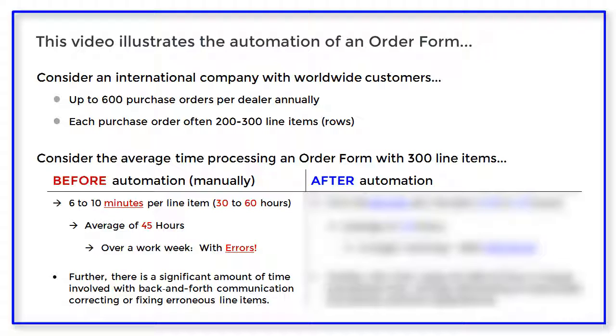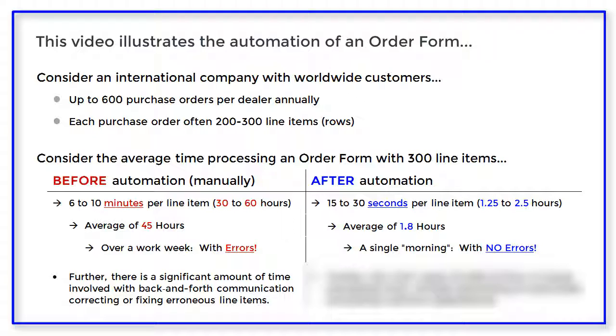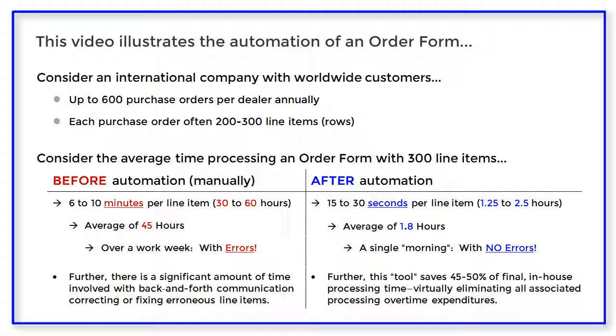As this video will show in real time, the key to this automation is that people are no longer looking things up in multiple binders and manually entering data. Things are looked up automatically, only taking 15 to 30 seconds per row, taking an average of 1.8 hours, where only one person may be occupied for a single morning with no typos and no errors at all. Stay tuned and you'll see in real time how easily this kind of quick, consistent, and correct results may be achieved.